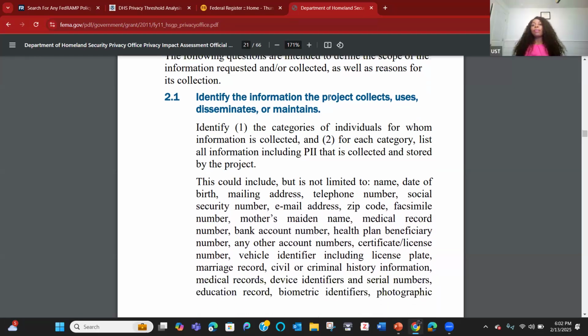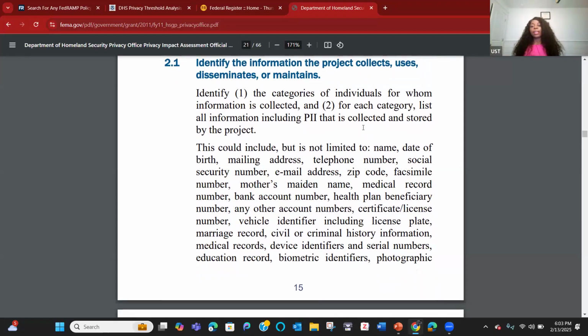Okay? Identify the information the project collects, uses, disseminates, or maintains. For this question, you have up to four different sets of controls. You want to check how they collect that information, how they use the information, how they disseminate the information, and how they maintain the information. So this is like 4 in 1. When you come here, that's already 4 controls that you've assessed.